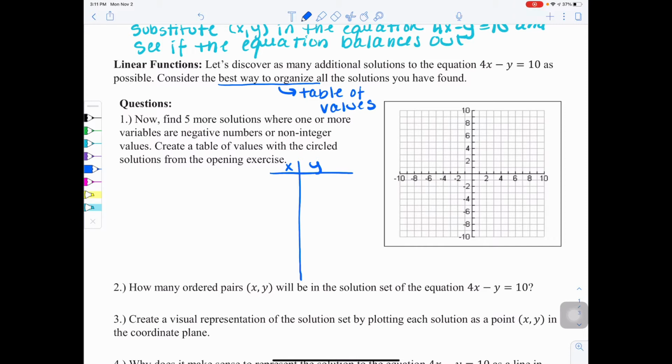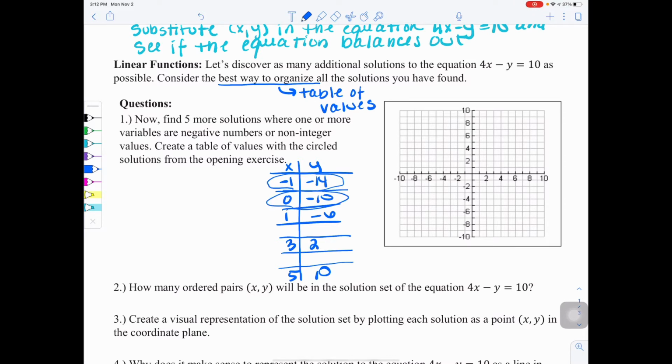ascending order. So we'll start with the lowest x value we have, which is negative 1. That was negative 1 with negative 14. So that was given to us. And then we have a 0 with negative 10. Then we have a 1 with negative 6, so still going in order. But then we don't have another value till 3. So we have to find out what goes in the middle there. We'll do 3, 2 here. We don't have anything with 4, but we do know that we have 5, 10. So these ones that I've just filled in are the ones we have from our circles up top.